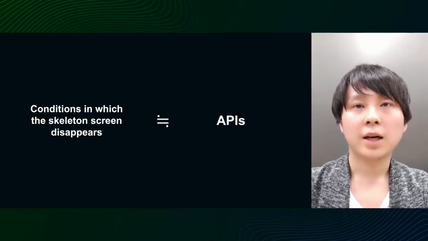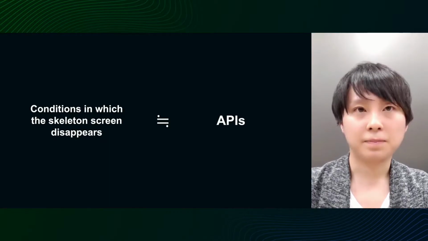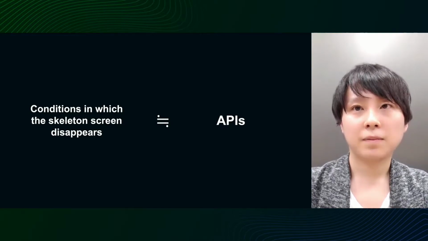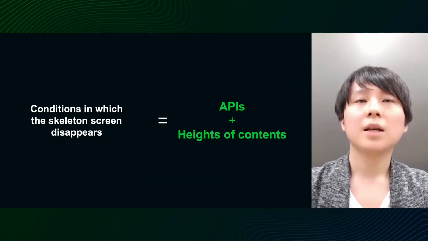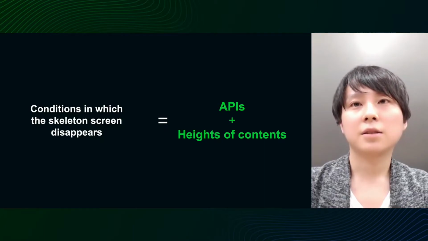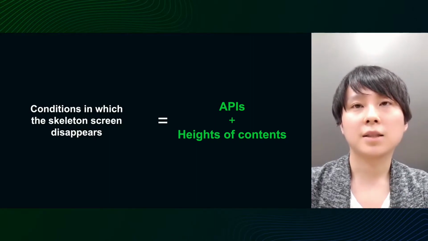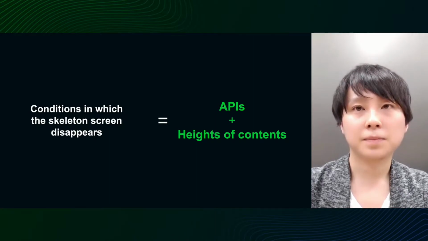Whether or not the content goes into a viewport is not determined by the API call alone, although it is related to the API. After the API call is completed, the content is drawn and its height is fixed, and only then can you determine whether it is within the screen or not. That means the skeleton screen we implement requires a mechanism to remove the skeleton screen by considering the height of the screen after drawing as well as API calls.